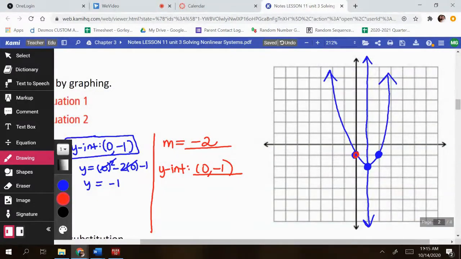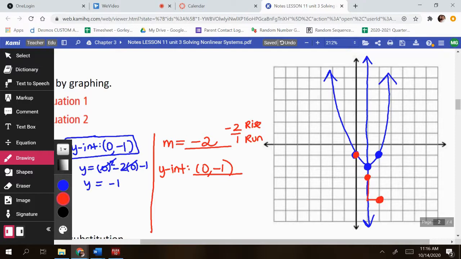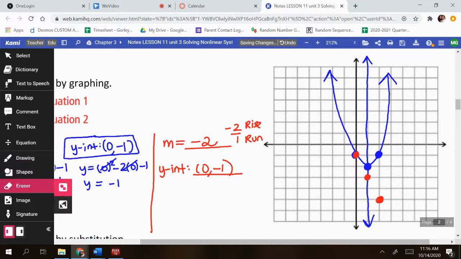We've got 0, -1, and then I'm going to use the slope. Remember, this is rise over run. So really, I'm going to fall 2, go right 1. So go down 2, right 1, and make a point. And we're going to do that again, down 2, right 1, make a point. Okay, and we can even go up 2 from here and back 1 if I want to make another point.